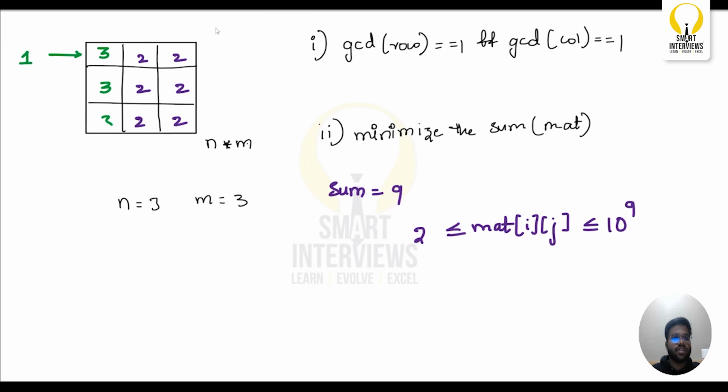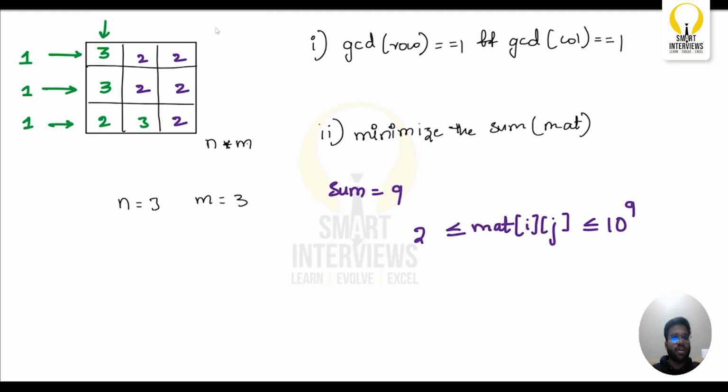Now, what is the GCD of every row? It is 1. GCD of every row is 1. Okay, what about the GCD of this column? 3, which is not satisfying this condition again. That means every column should also have some different elements, right? Now, how can we do that? Here we should convert this to 2 again and this to 3, right?